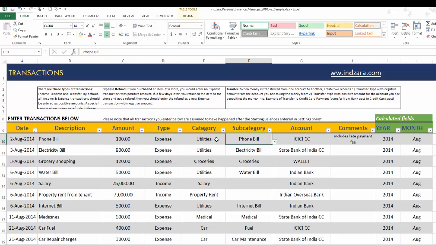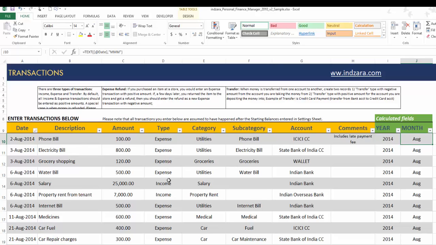The categorization is very important. It allows you to actually understand where the money is going, where the money is coming from. So please make sure that you spend time in categorizing your transactions. Finally, which account did I use to make this transaction? In this case, I've used my ICICI credit card to pay this phone bill, and I can also add any comments if I want. And these 2 fields at the end are calculated fields, so please don't modify the formula here. It's very important that you don't edit these 2 fields.